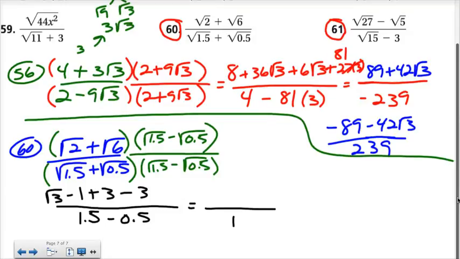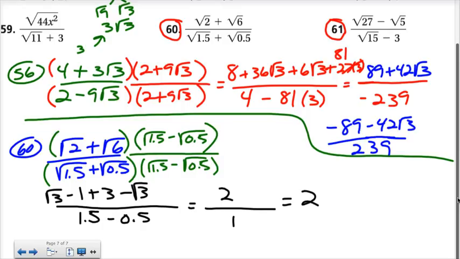So we have this piece here, oh, almost forgot my radical there. Square root of 6 times the square root of 0.5 is going to give you the square root of 3. So we notice the square root of 3 is going to drop out, and we have negative 1 plus 3, which is 2. 2 over 1, the answer is 2.